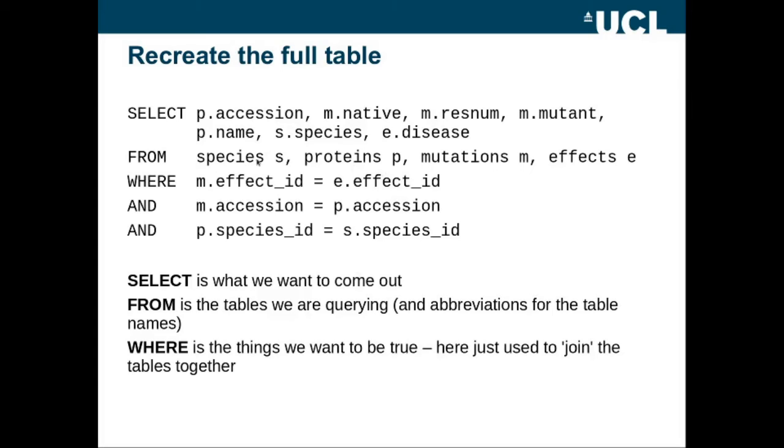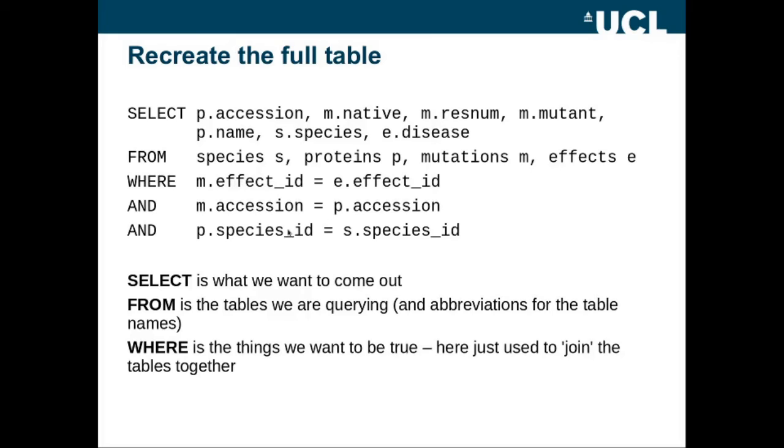We've specified in the from that we're interested in the 4 different tables: species, proteins, mutations and effects, and we're going to abbreviate those to S, P, M and E. So what we want to pull out is the accession code from the proteins table, the native residue from the mutations table, the residue number from the mutations table, and the mutant residue from the mutations table. We want the protein name, we want the species from the species table, and we want the disease status from the effects table.